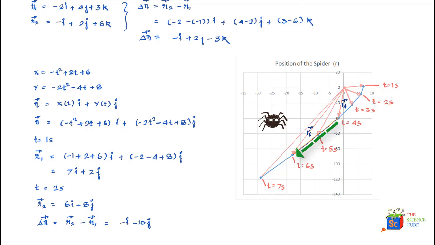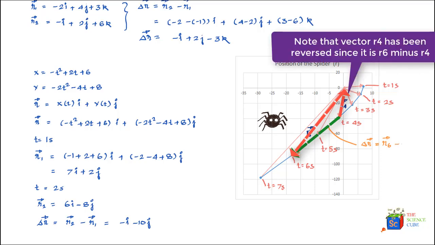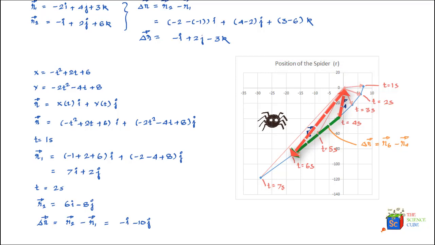And to find this, let's call this delta R, and this delta R would equal vector R6 minus vector R4, which is nothing but the final position, which is at time t equal to 6 seconds, minus the initial position, which is the position at time t equal to 4 seconds.